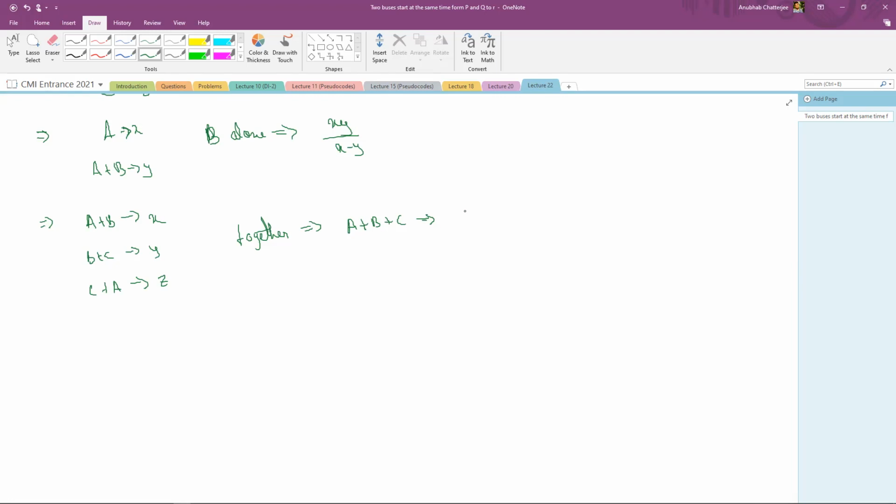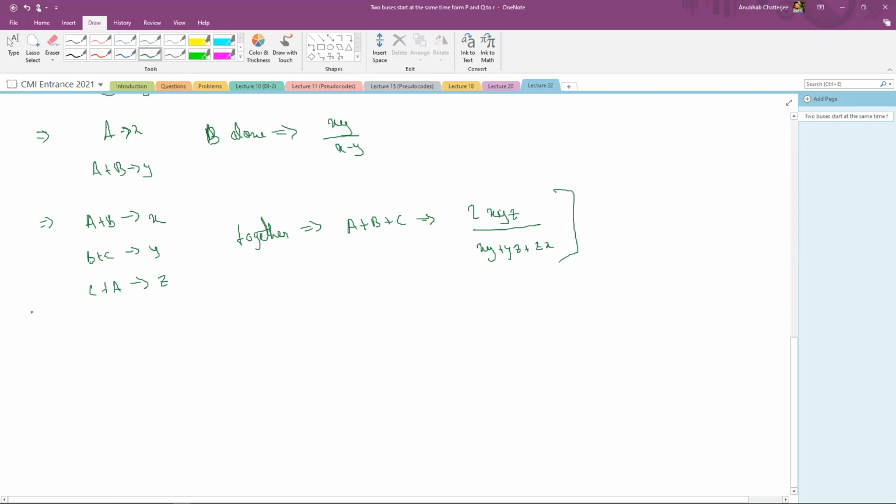xyz by 2 into xy plus yz plus zx. Again, like half into this one. Sorry. It's actually 2xyz by xy plus yz plus zx. The 2 stays out. Anyway, so this is the formula for if this is the case.